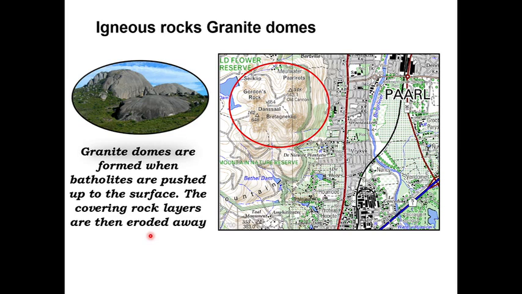Now, here we have a topographic map of Paarl. If you think Paarl, you think Paarl Mountain. And this photograph represents this exact area on the topographic map. Here we've got, for instance, Paarl Rock, Gordon's Rock and Britannia Rock. These are all the rocks that you are seeing. All of them are domes.